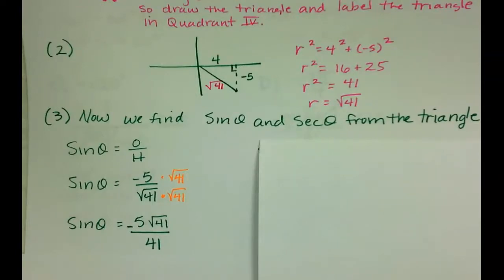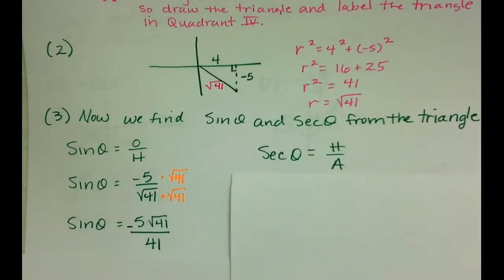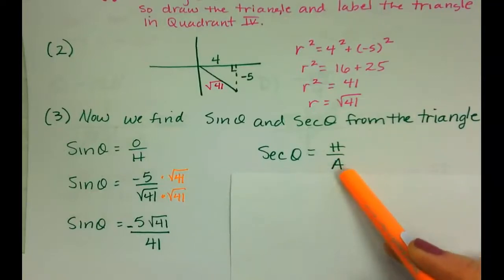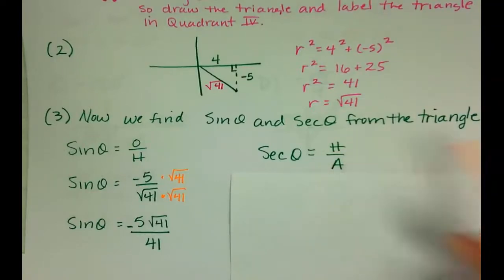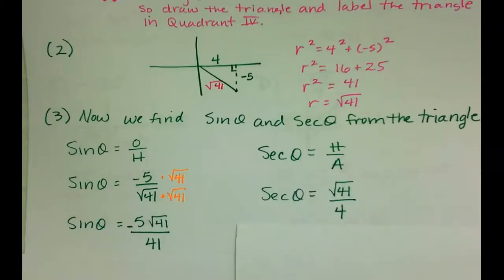Once I have that, I'm halfway through the whole find part of this problem, and now I'm moving to secant. Secant, remember, is hypotenuse over adjacent. So I'm using that reciprocal ratio again, and then I go to my triangle and put the information in. The hypotenuse was root 41, the adjacent was 4. This is a nice looking whole number, so we don't have to rationalize anything. And we have our answers for question 1.